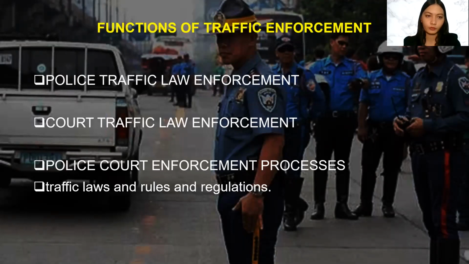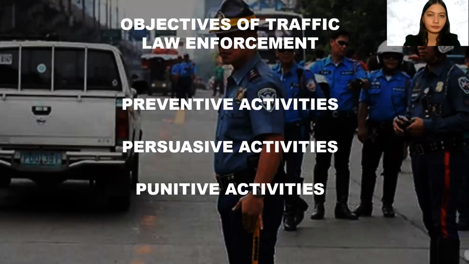So the functions of traffic enforcement, we have four. First is police traffic law enforcement, then court traffic law enforcement, police court enforcement process, and traffic laws, rules and regulations. The objectives of traffic law enforcement are the 3Ps: preventive, persuasive, and punitive. We are preventing such crimes in traffic. Persuasive, we are encouraging them not to do what they shouldn't do when driving. Punitive, to further stop what should not be done, to prevent accidents.